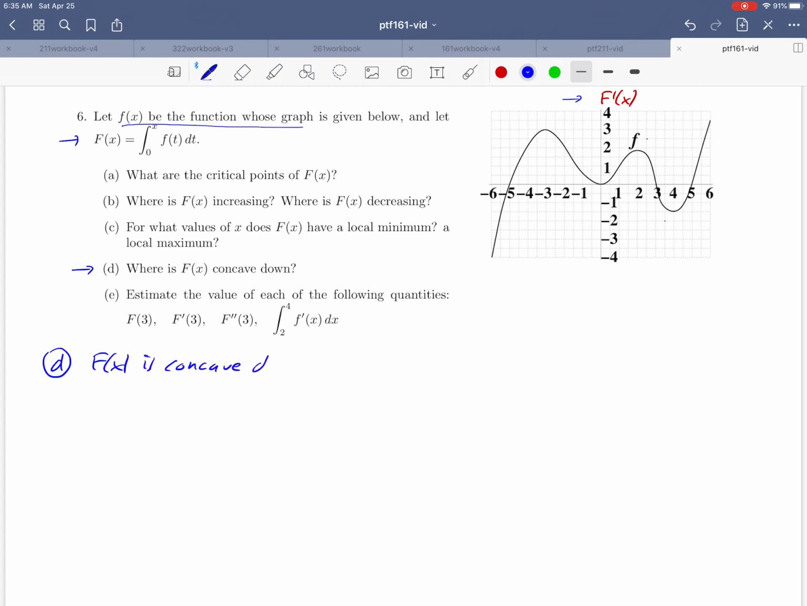Well, the first thing we might remember is that a function is concave down when its second derivative is negative. But the problem is we don't have a graph of the second derivative. So how do we answer this question? All we have is a graph of the first derivative of capital F. Well, here's where it's helpful to remember that the second derivative of a function is negative where its first derivative is decreasing.